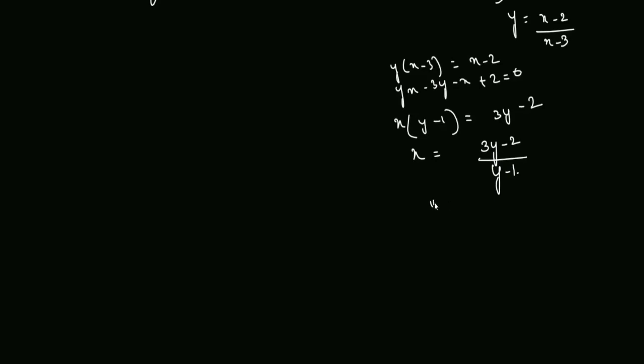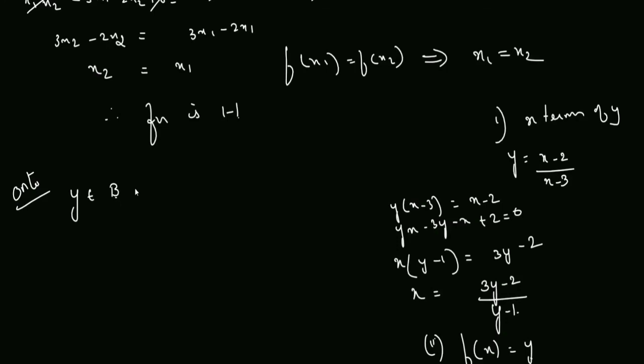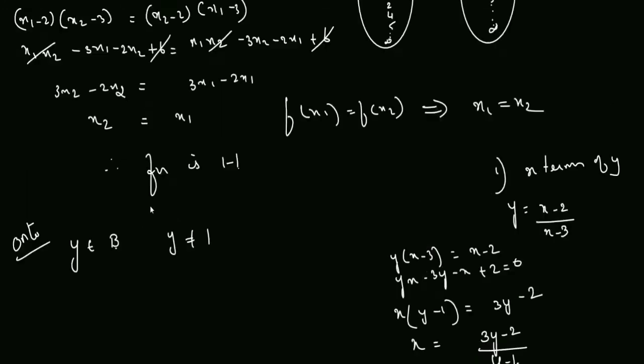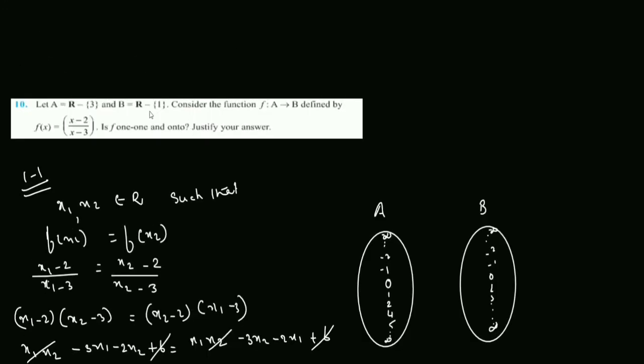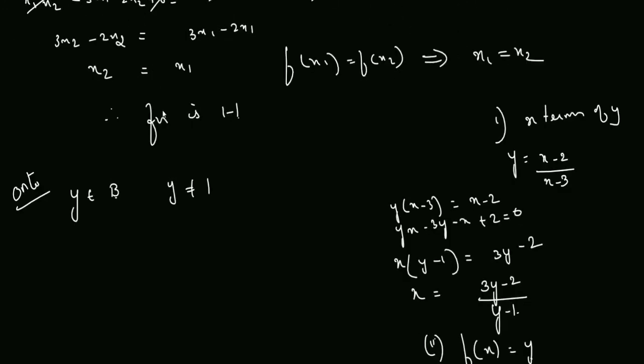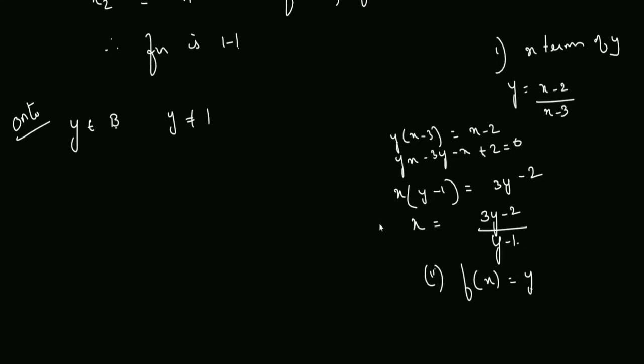Now, what is the second step? You have to prove f of x is equal to y. Y is in B, that means y is not equal to 1. That much you know. It's very clearly given: in set B, 1 is not there. If 1 is there, the function is not defined.